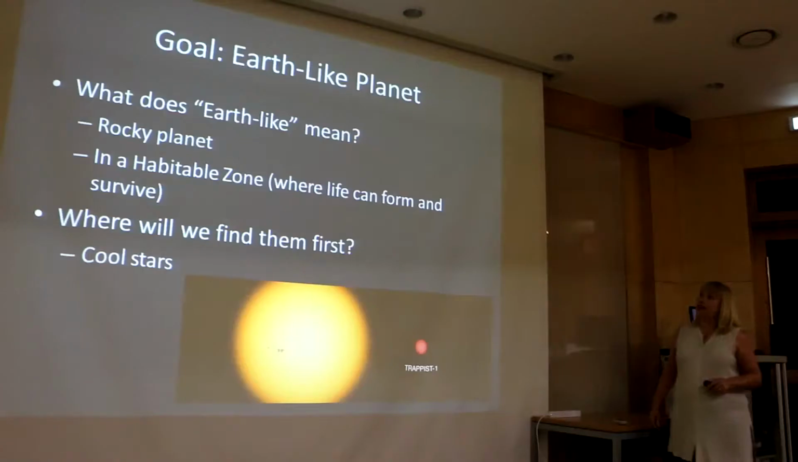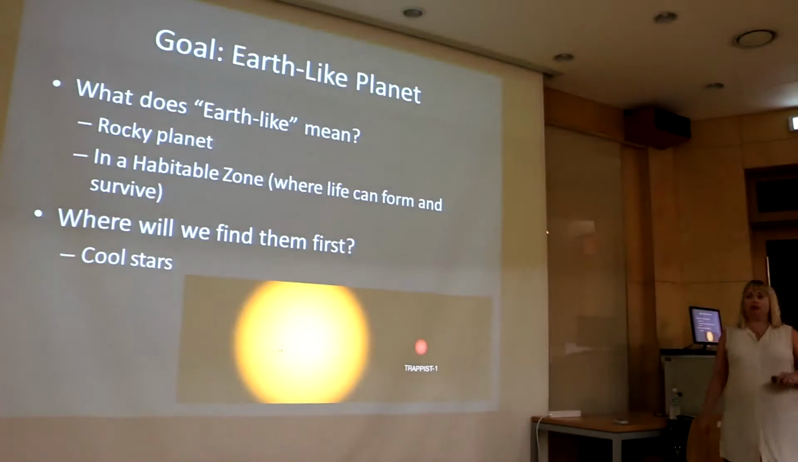So let me go and talk a little bit more about these two questions. What is a habitable zone? How do we define that? And why will we find the first Earth-like planet around a cooler star rather than around something more like the sun?